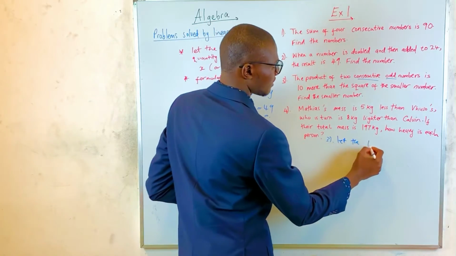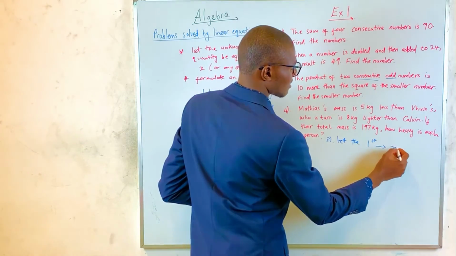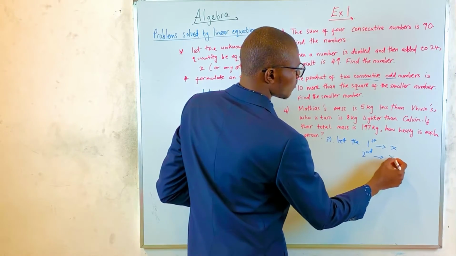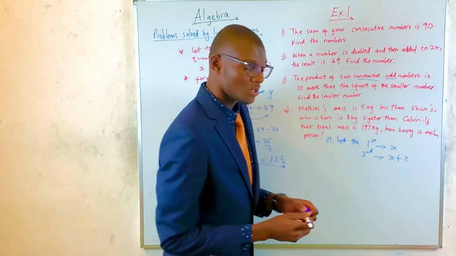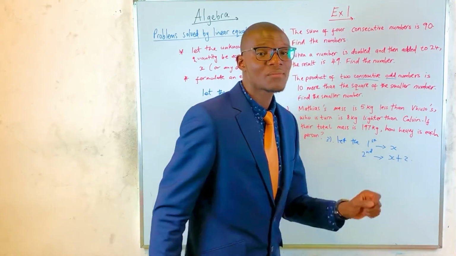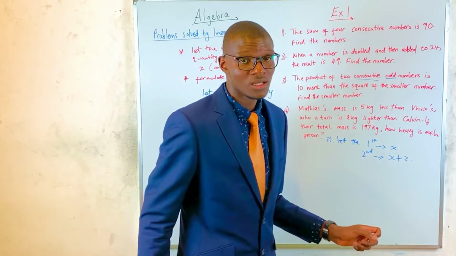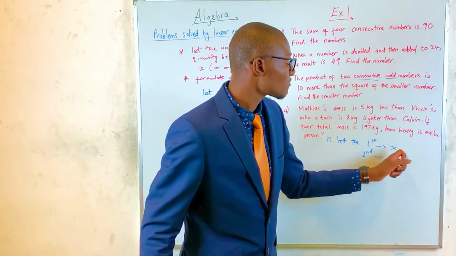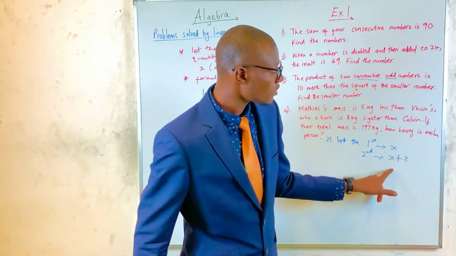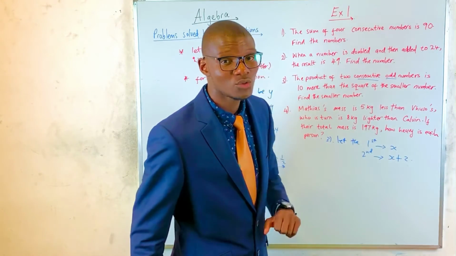Let the first odd number be x. Because if the first odd number is x, then the second odd number cannot be x plus 1, right? Because if this is the first one, x plus 1 will now be even. So for this to be odd, it has to be x plus 2.